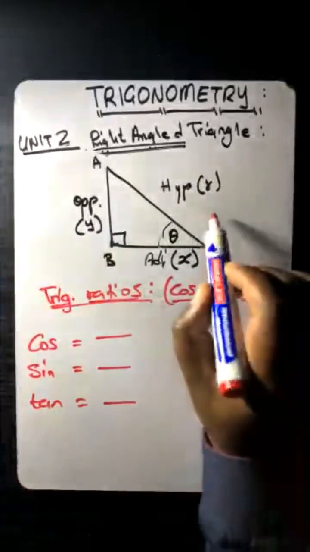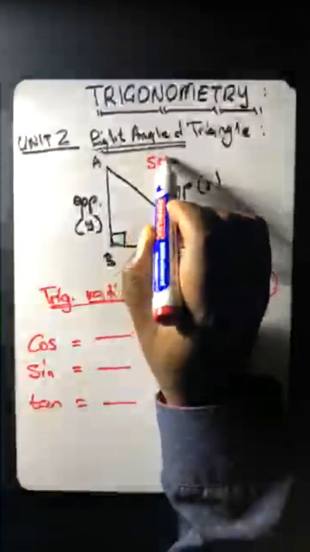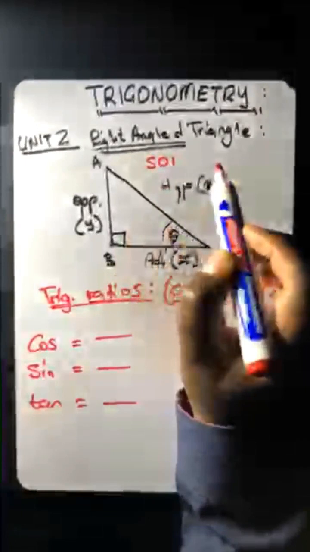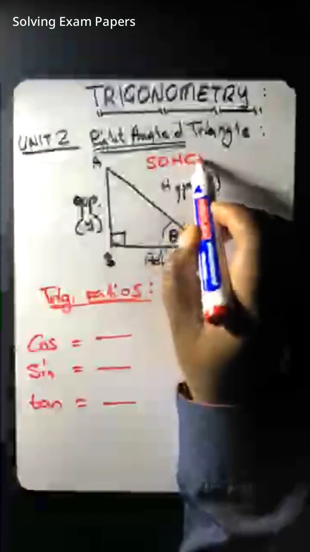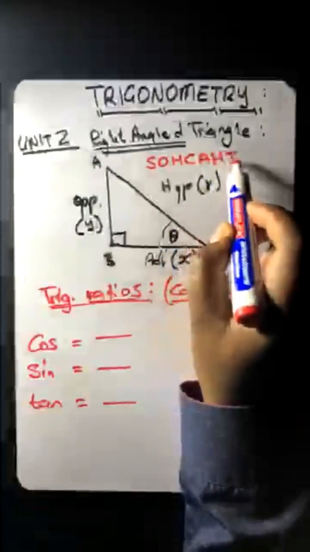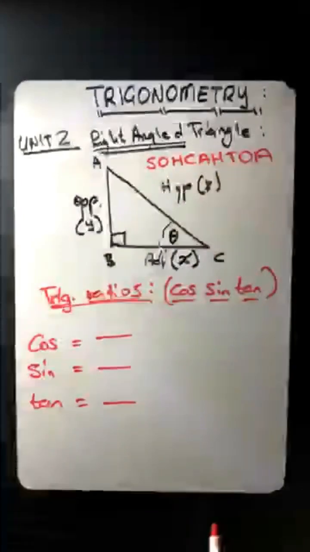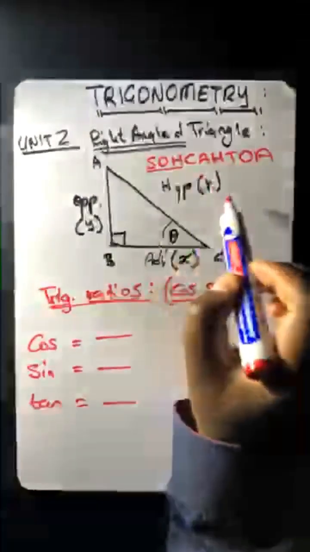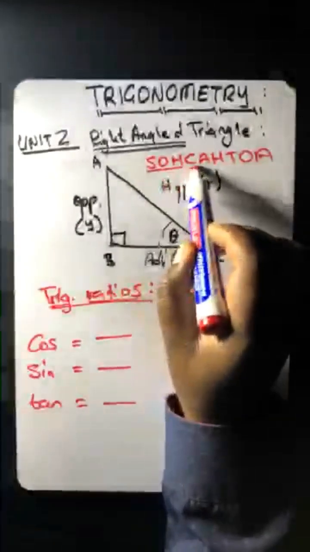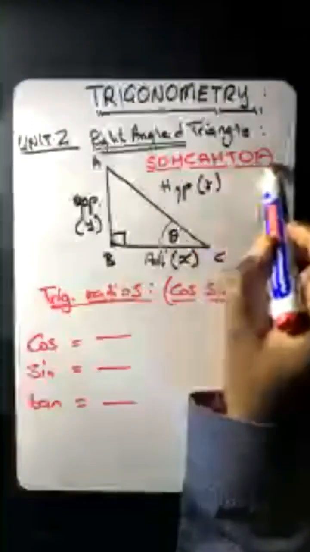This is where you now remember, what is it? Let me maybe write it down. So, SOH CAH TOA. I think this is how it's summarized. So this is what you need: S for sine, C for cos, and then T for tan.